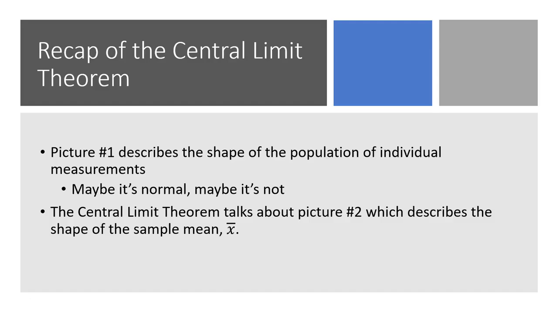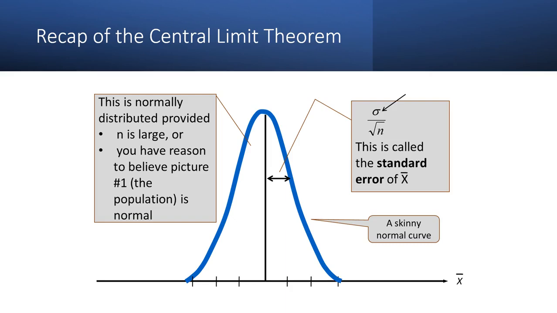So as a recap of the central limit theorem, picture 1 will describe the shape of the population of the individual measurements. So maybe the population's normally distributed, maybe it's not. But the central limit theorem will describe the shape of the sample mean, which is our picture 2. And so this picture will be considered normally distributed if n is large or if you have reason to believe that the original population was normally distributed.